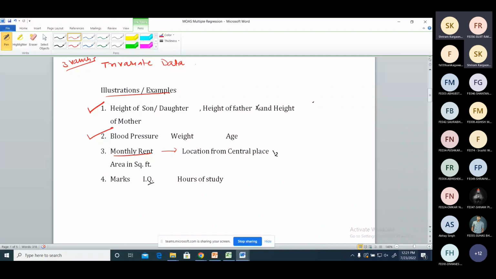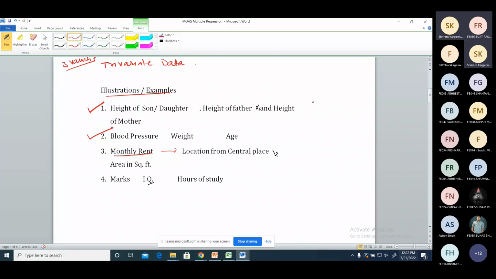Then marks, IQ, and hours of study. How many marks a student gets will depend upon IQ and hours of study, not just on IQ. IQ means intelligence. However intelligent the student may be, if he does not study, he will not get marks. So marks will depend upon IQ and hours of study. Both things are there. If you are just studying and not understanding, that is also useless. And if you are understanding but not giving time for practice in study, that is also not useful. So at least you need three variables.